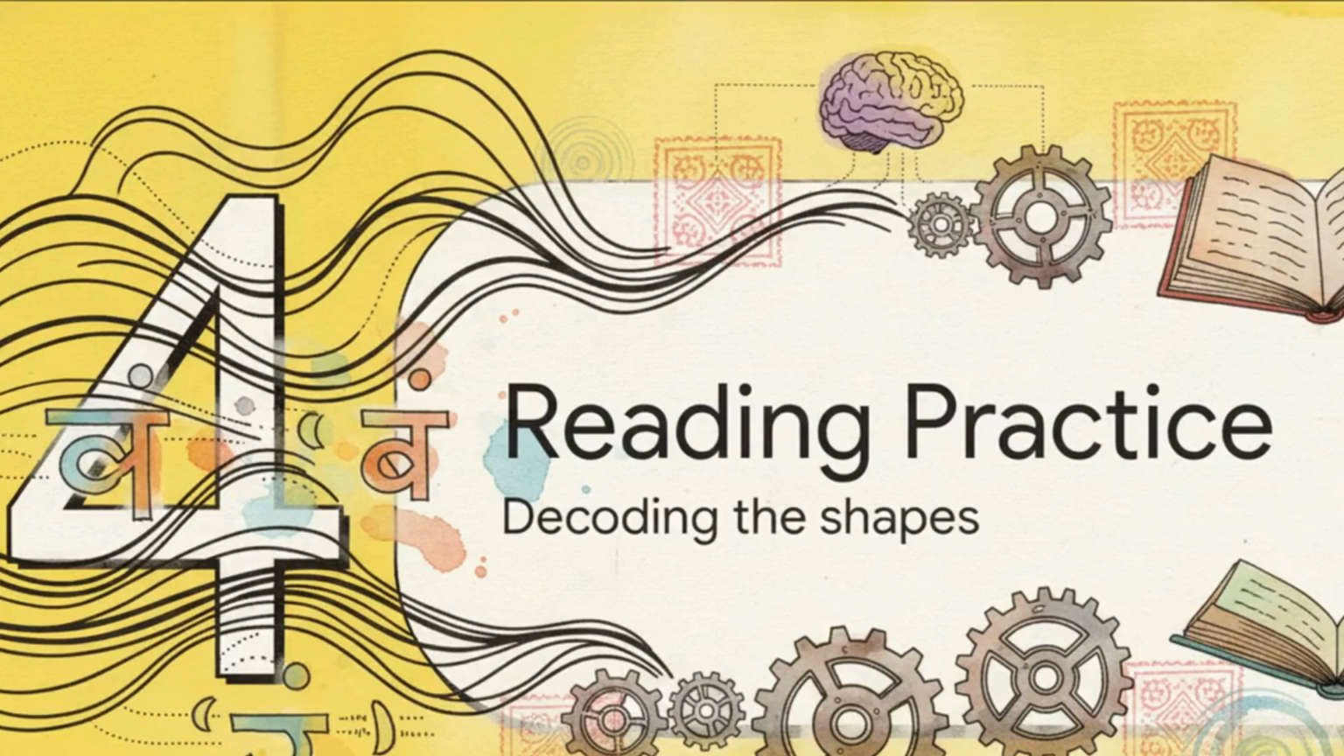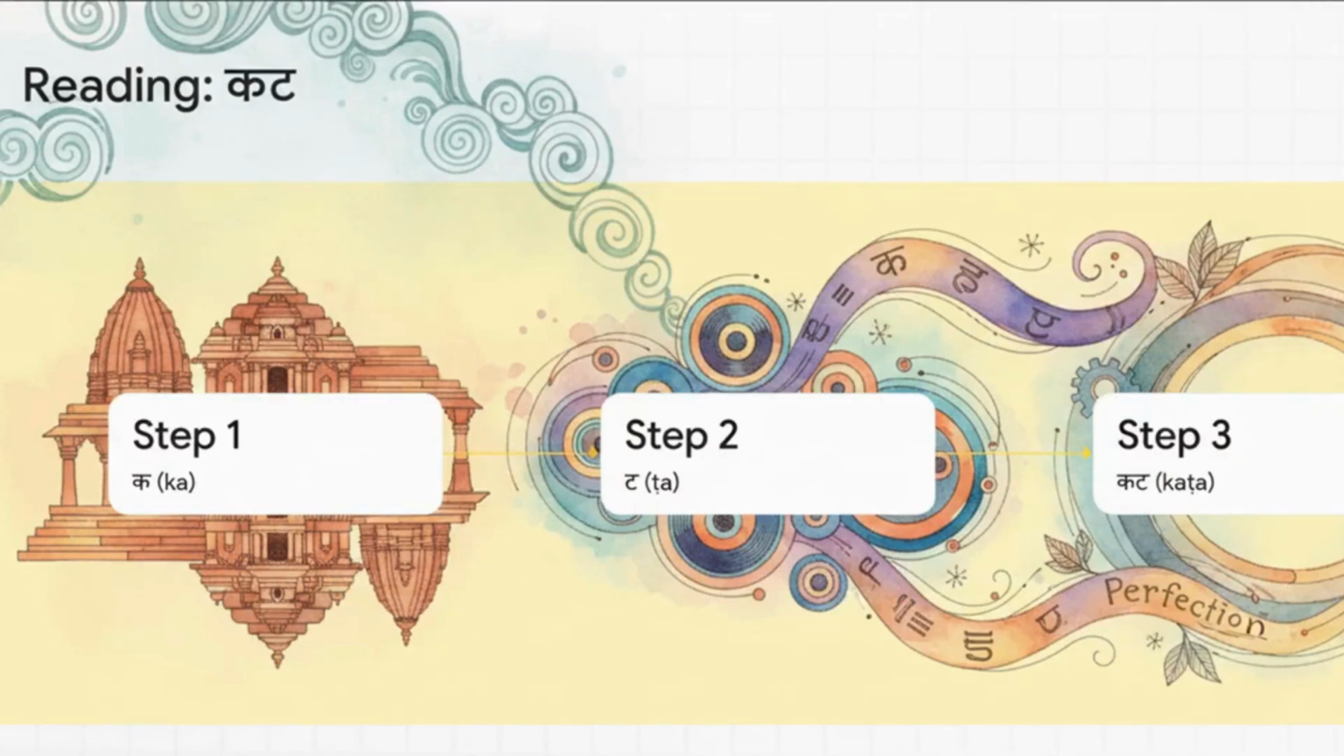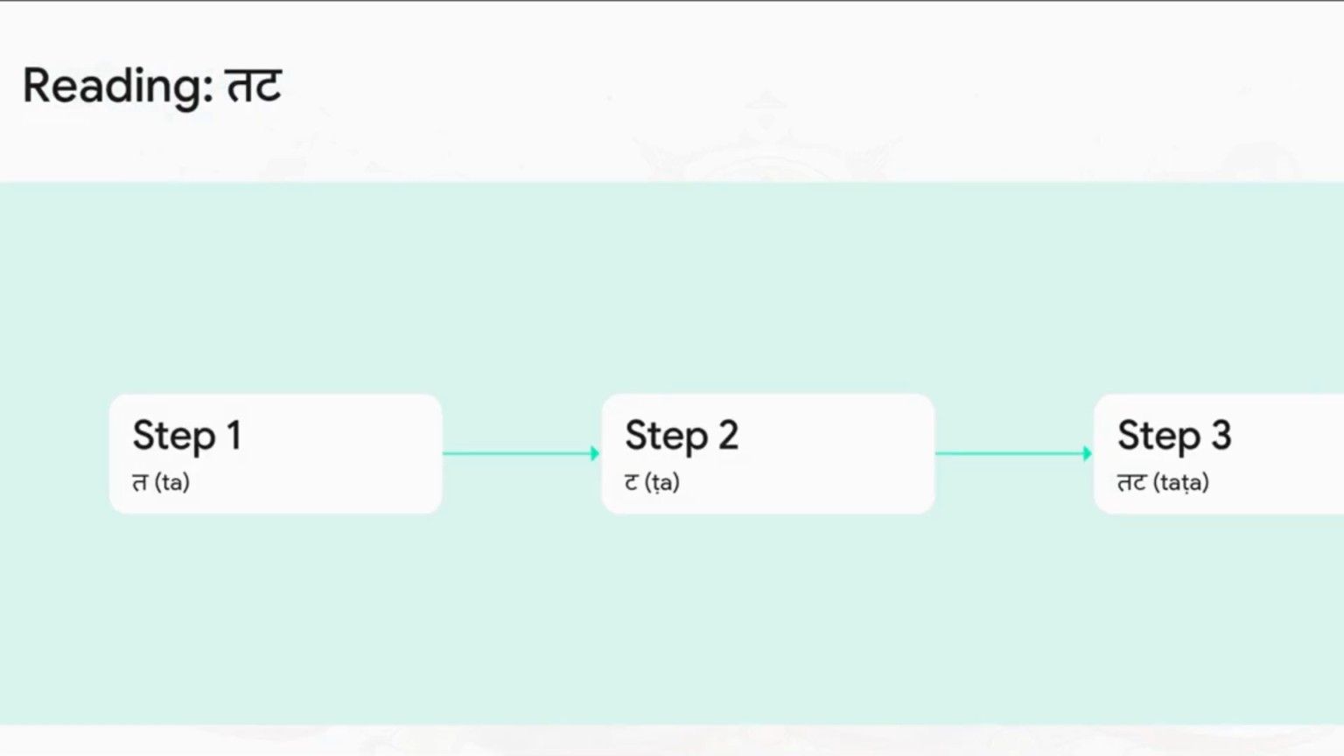Now let's put our reading skills into practice. Look carefully at these letters. First letter is ka, then it is the new letter that we learned today, ta. Together they form kata. Now it's your turn. Kata. Yes. Next, ta and ta. Together, tata. Tata. Yes, repeat after me. Tata.